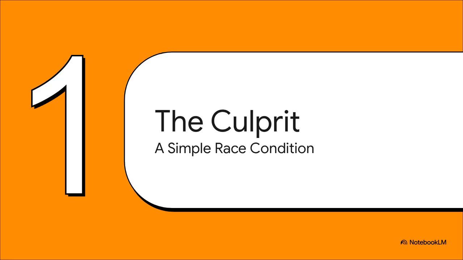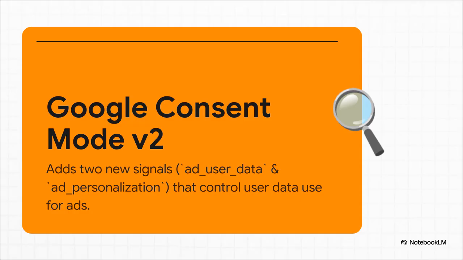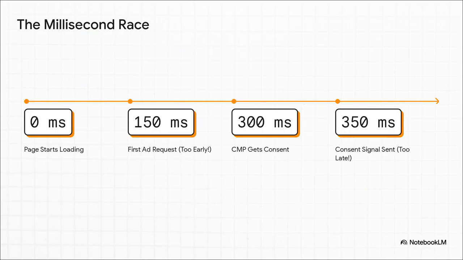So what's the culprit behind all this? You might think it's some super complex bug, right? Nope. It's actually just a simple race condition. It's all about timing. So here's what's new and what you need to know. Consent Mode v2 brought in two new signals, or toggles if you will. Ad user data, which is about using personal data, and ad personalization, which is about tailoring the ad itself. If either one of these is set to denied when that first ad gets requested, well, that's when your revenue takes a hit.